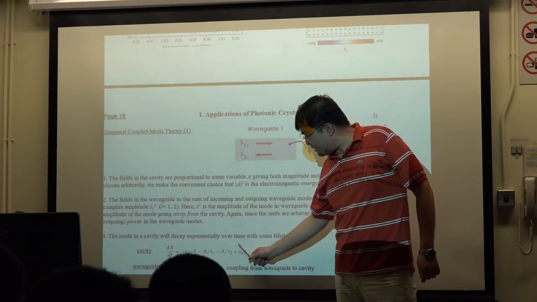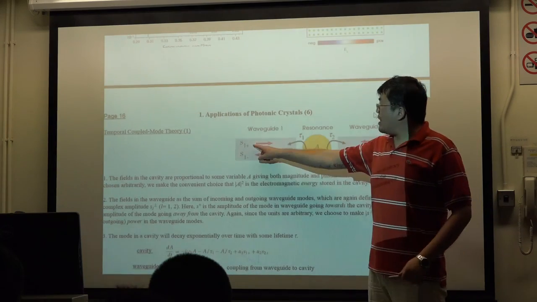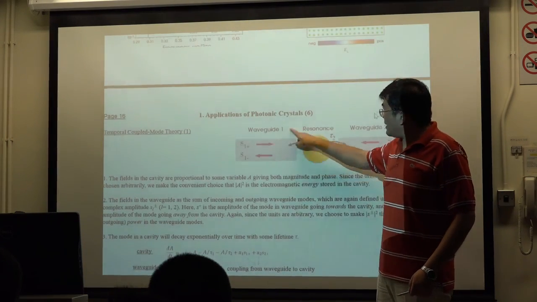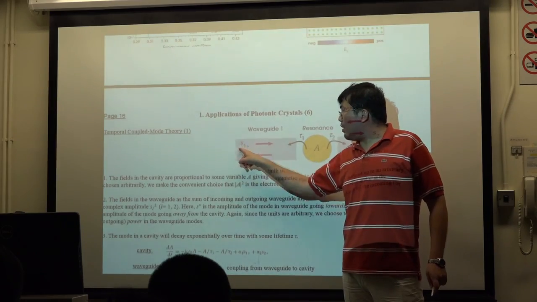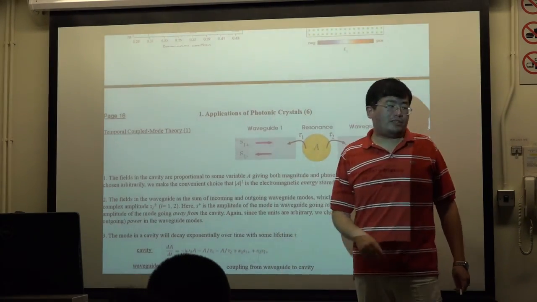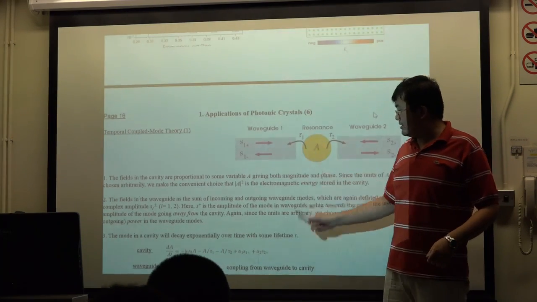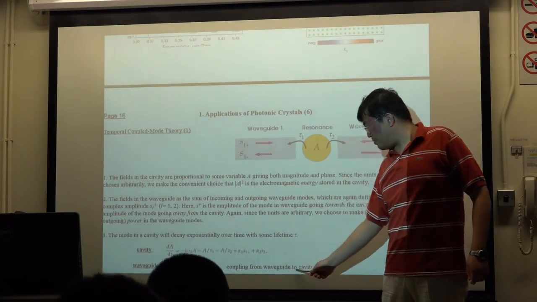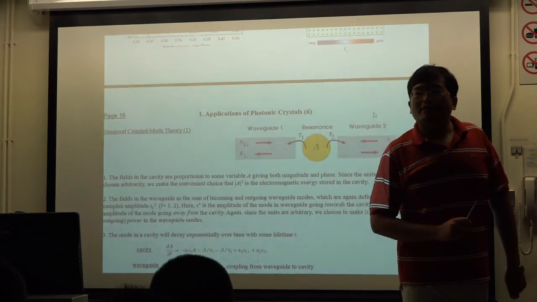The following two additional terms are the coupling from the waveguide to the cavity. That means when a waveguide gives a wave, it has an effect on the cavity. They are proportional to S1 plus and S2 plus, with another coefficient, alpha. That means the coupling from the waveguide to the resonance is also a coupling from the waveguide to the cavity. Okay, this is the cavity equation. Not difficult.